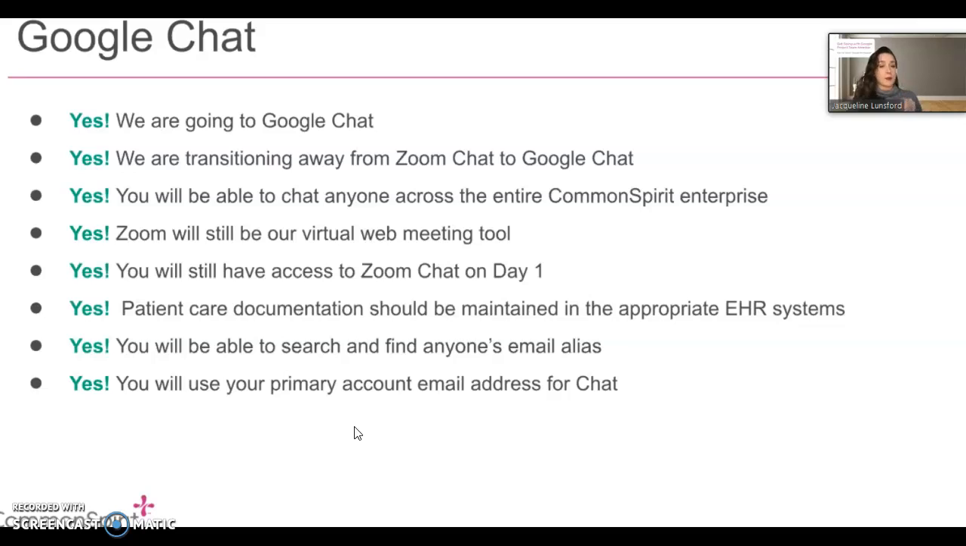You will be able to find people really easily in Google Chat using any of their email aliases. And actually, my next slide deep dives into what an email alias is, so I'll explain in detail in a second. But basically, if you're someone who has multiple email addresses associated with your name, if you have a Dignity Health email, and you have a Trinity Health email, and you have a hospital-specific email, right? Those are all different email aliases. They're all different names for the same account. And you're going to be able to be found in Google Chat using any of those aliases.